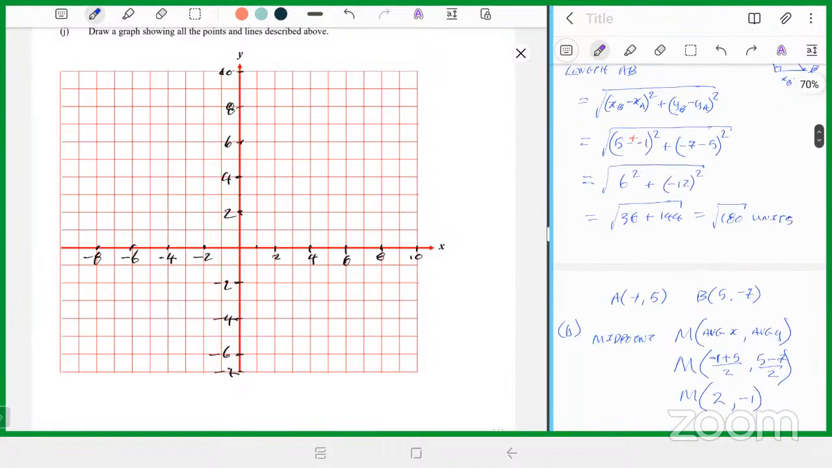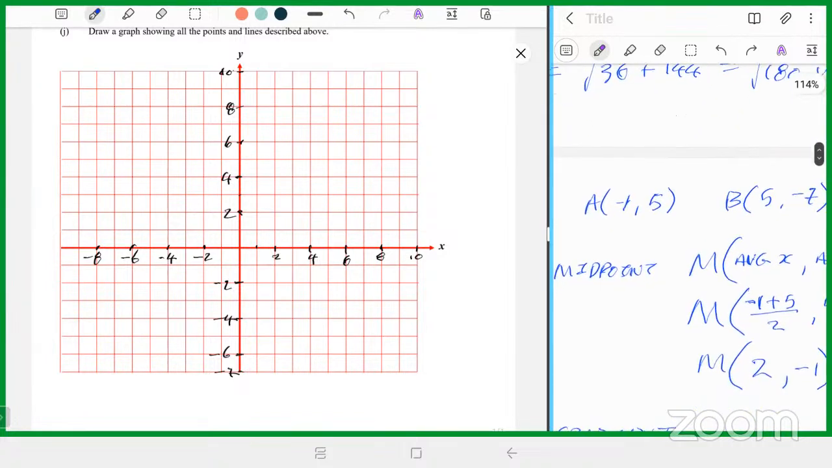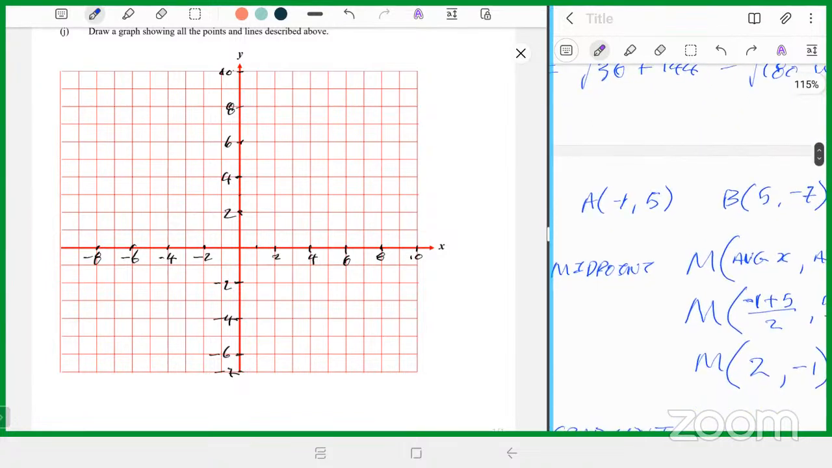Let's go all the way back to the top. So let me know, A and B. So A was the point negative 1, 5. So it means that we're coming back 1 and going up to 5 right here. All right, so negative 1, 5 is right there. So that is the point A. So we can mark this as our point A.